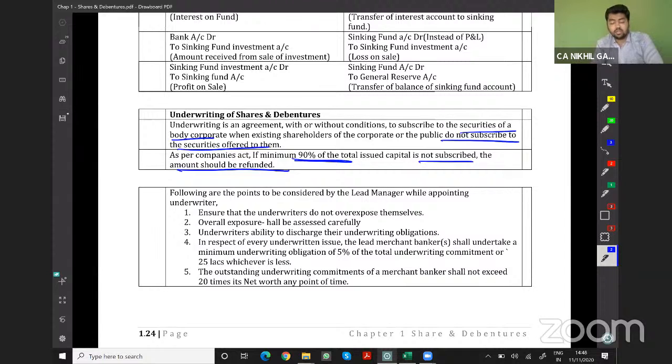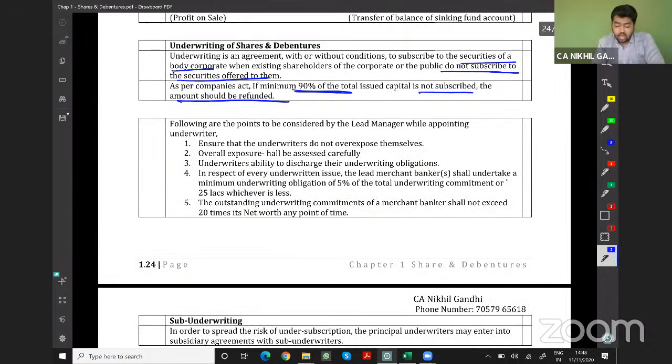Following are the points to be considered by the lead manager while appointing an underwriter. Ensure that the underwriters do not overexpose themselves. Overall exposure should be assessed carefully, along with the underwriters' ability to discharge their underwriting obligation. In respect of every underwriting issue, the lead merchant manager shall undertake a minimum underwriting obligation of 5% of the total underwriting or 25 lakhs, whichever is less. The outstanding underwriting commitment of a merchant banker should not be more than 20 times his net worth at any given point of time.